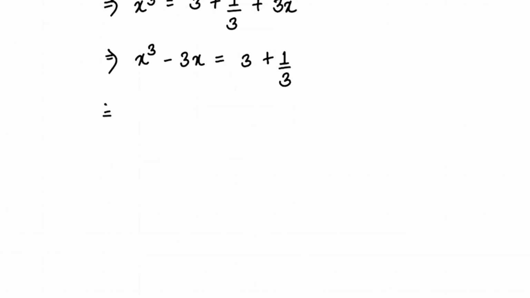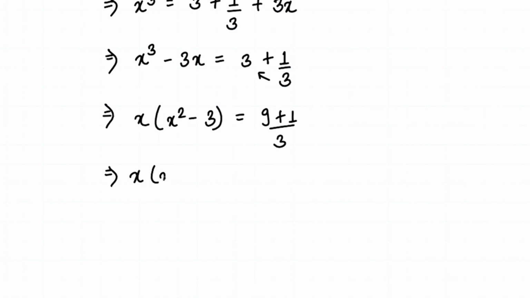Now we can take x as our common, so we get x common, bracket we have x square minus 3 over here, right? Equals to, here we just multiply this 3 and that 3, we get 9 plus 1 divided by 3, right? It's just adding fractions, okay? And then we have x bracket x square minus 3 equals to 9 plus 1 is 10 divided by 3. So if you're confused with adding fractions, you can just simply do this in a calculator and get 10 by 3. But what I did here is just use a simple trick.